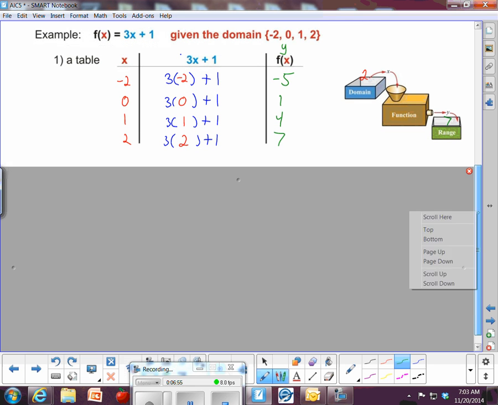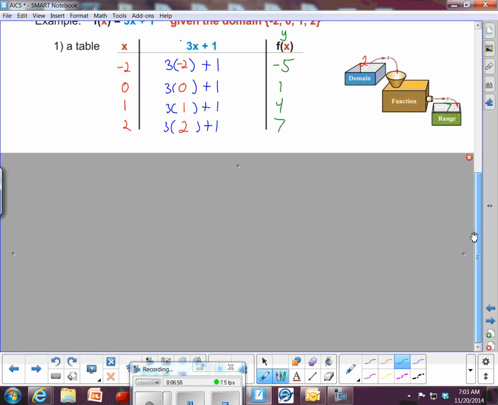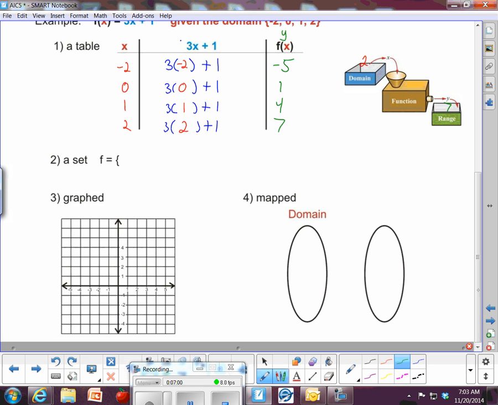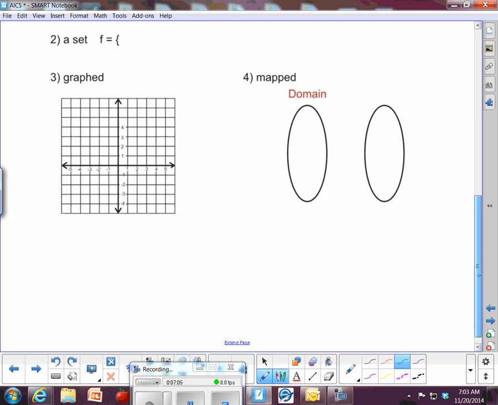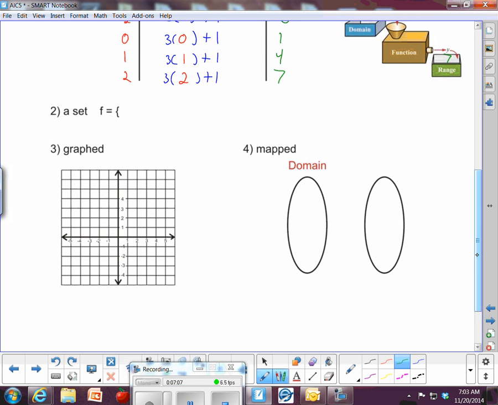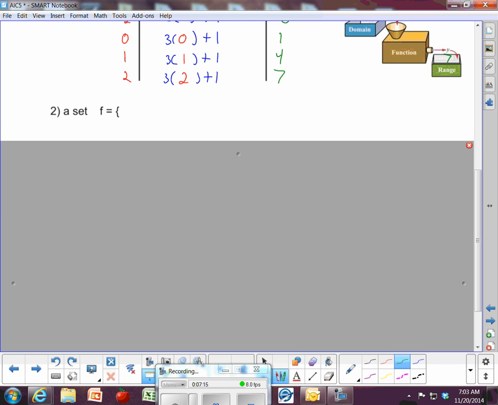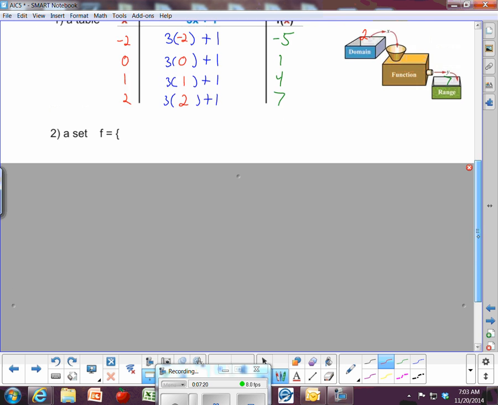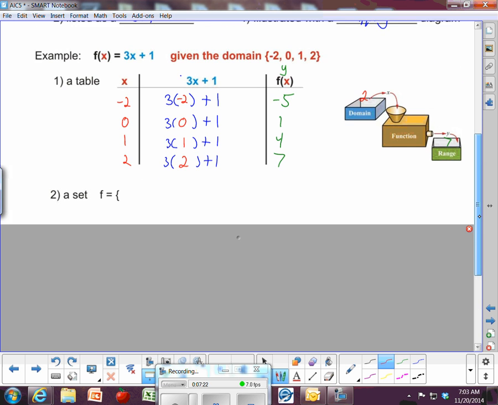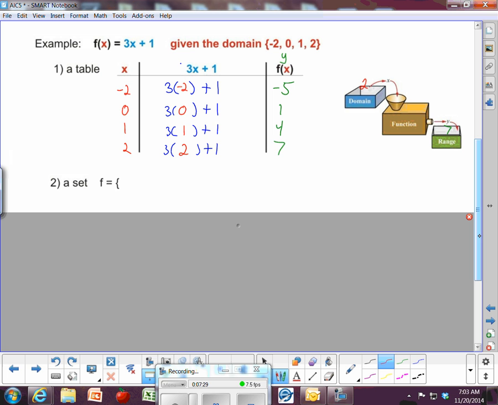Let's go on to the other possibilities, right? So we got a table, and I need to be higher, so let me get rid of my shade so I can do that. Okay, get my shade back here. All right, second situation is just to list it as a set. I still need to see the original function. So because I already have a table, I'm going to use the table to list it as a set.